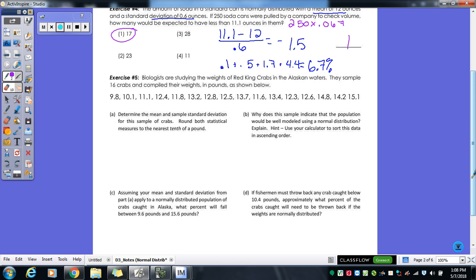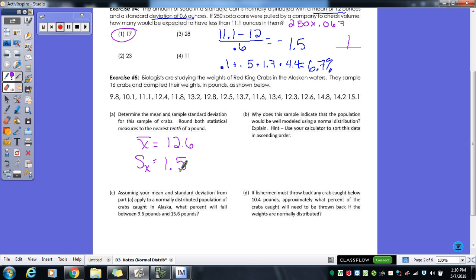All right, 5, biologists are studying the weights of red king crabs in the Alaskan waters. They sampled 16 crabs and compiled their weights in pounds as shown below. So determine the mean and the sample standard deviation for the crabs. Round both to the nearest tenth. So for my mean, I got 12.6. Standard deviation, 1.5.